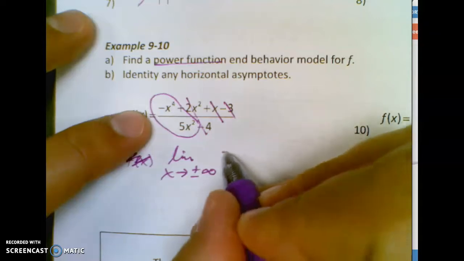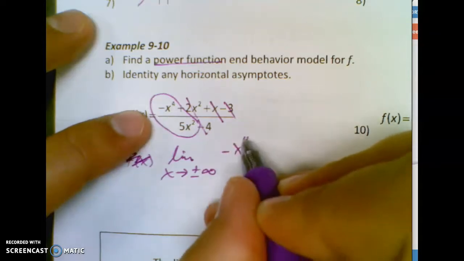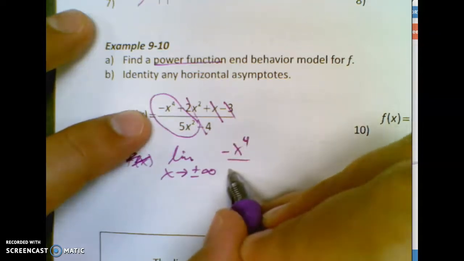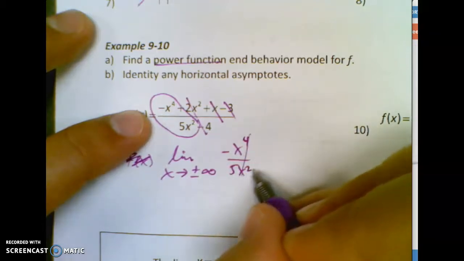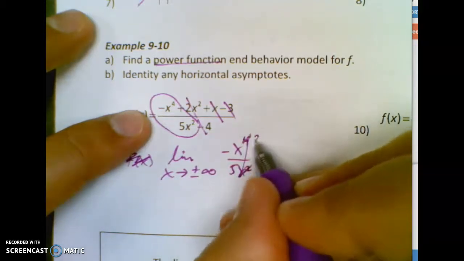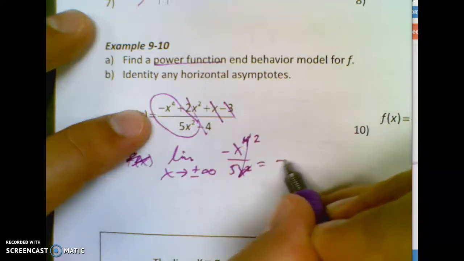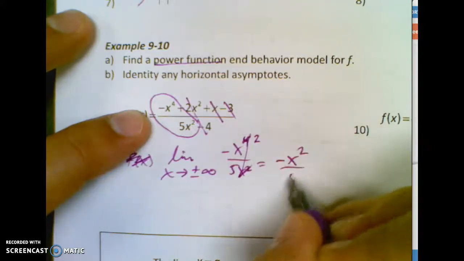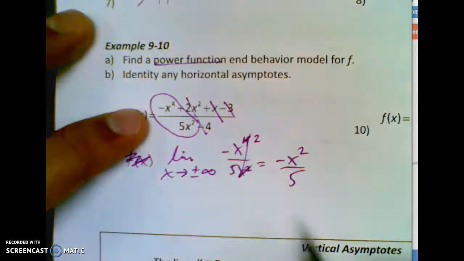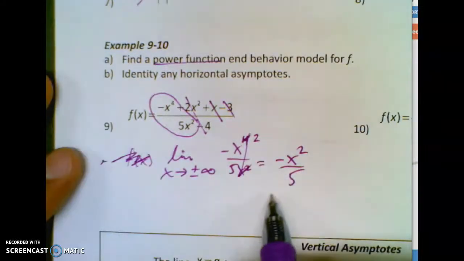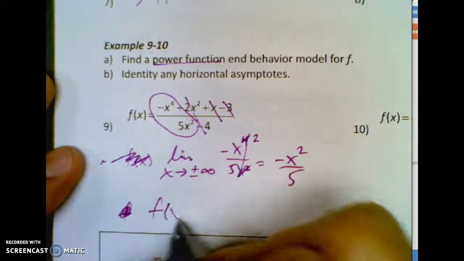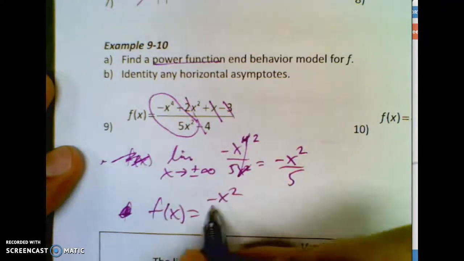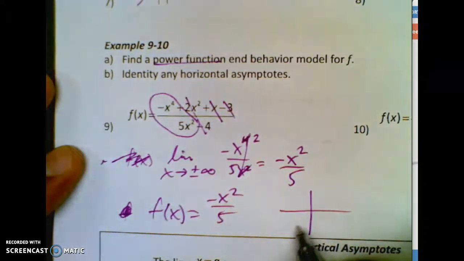And the graph ends up behaving like x to the fourth over negative x to the fourth over 5x squared. And I'm going to simplify that to be, okay, x squared here cancels with 2 of those. And it's going to behave like negative x squared over 5. Which, if you think about that, that's a quadratic, right? Like if I just wrote f of x is negative x squared over 5, it's going to be a graph that looks sort of like this.